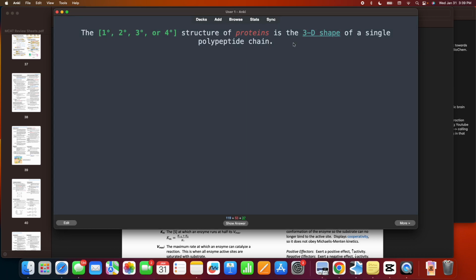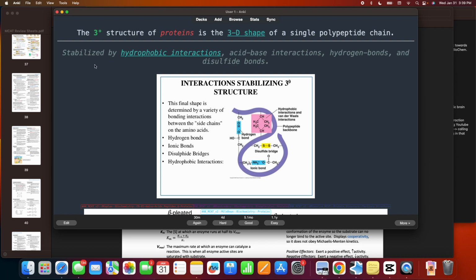What structure of proteins is the 3D shape? It's the tertiary structure of a single polypeptide chain. Stabilized by what? By hydrophobic interactions, acid-base interactions, disulfide bridges, hydrogen bonds. So these are hydrophobic interactions. We need to keep in mind that we have hydrophilics too. So hydrogen bonds are not, or are they?